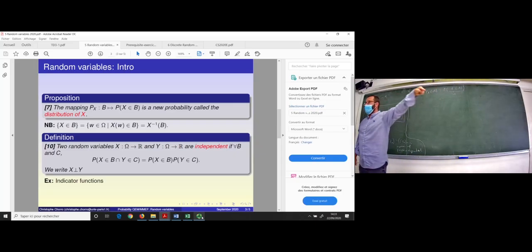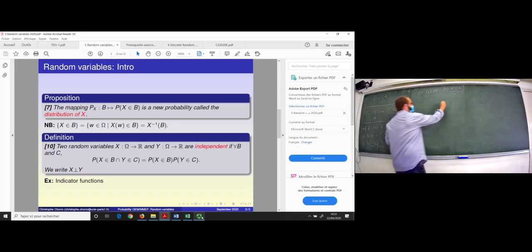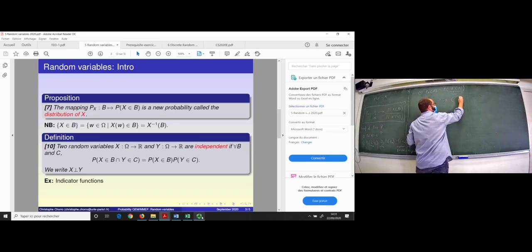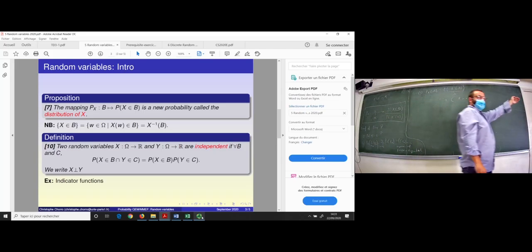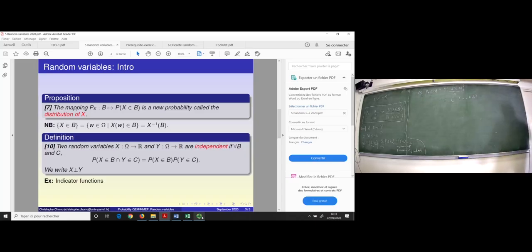We know that P is a probability. It was my initial probability. So 1, because P is a proba. And I want to prove that Px is a proba. Okay? But I know that P is. So Px of the universe is equal to 1. Okay?